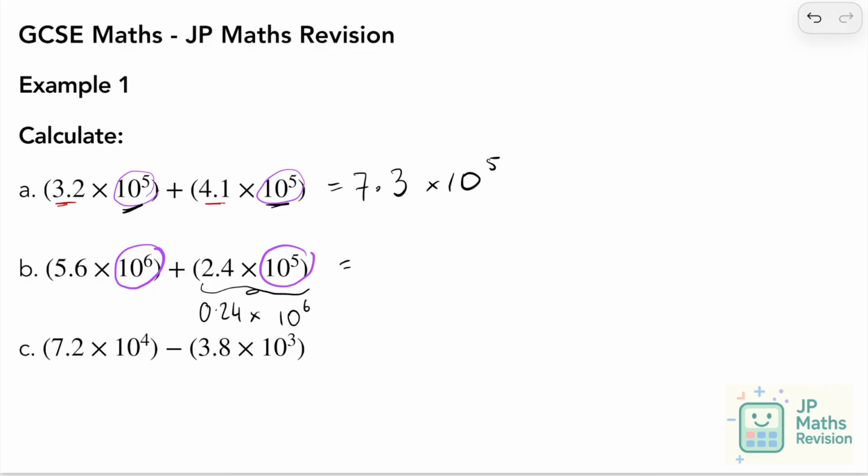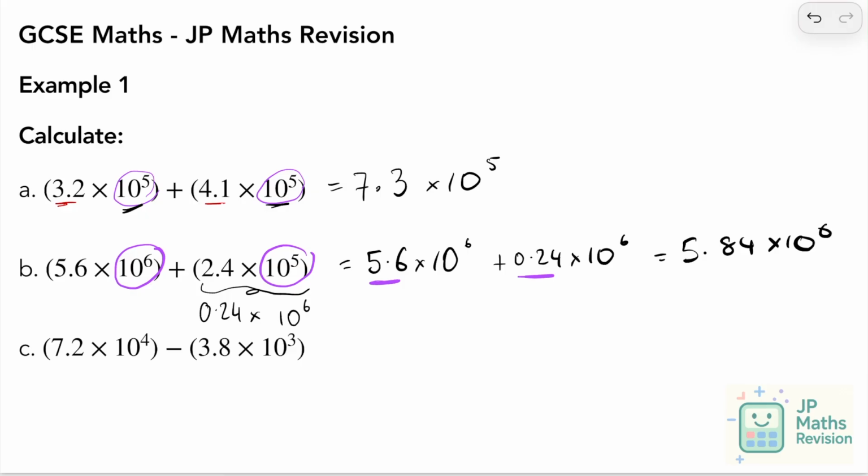So really what we're doing is adding 5.6 times 10 to the 6 with 0.24 times 10 to the 6. So I'm going to add 5.6 with 0.24. 5.6 plus 0.24 is 5.84. And then the power of 10 stays the same, so it's 5.84 times 10 to the power of 6.